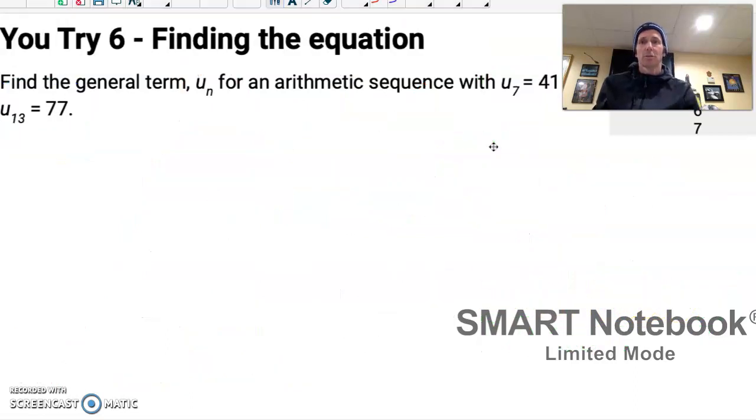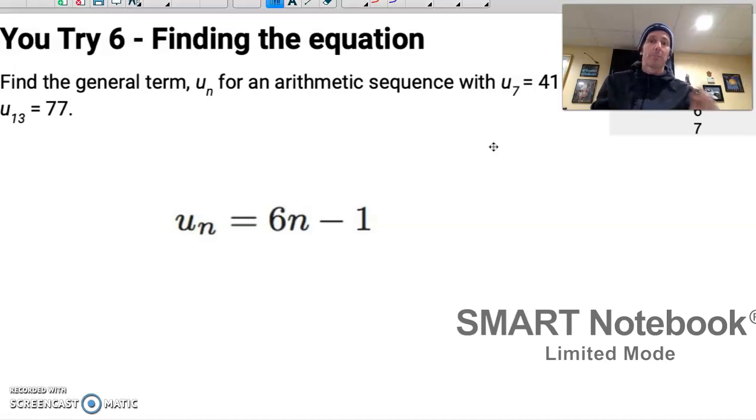Here is your try 6, pause it, and when you're done doing it, look at the answer. So pause. I'm almost out of the 15 minutes I get in this recording. Here are your answers. Should have gotten 6n minus 1. That one looks to me like the computer generated a simplified version of our equation.